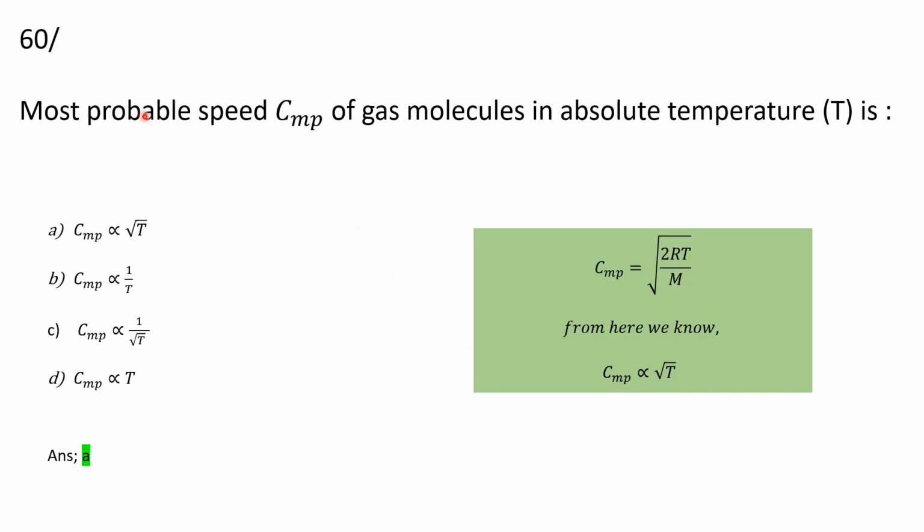Then, the most probable speed c_mp of gas molecules at absolute temperature T is, and here option A says it is proportional to root T, proportional to 1 by T, proportional to 1 by root T, and proportional to T. So we all know that the most probable speed is equal to the square root of 2RT by M. Here R is a constant and M is the molecular mass. So from here we can get that c_mp is proportional to the square root of T, that is the square root of temperature. So here option A is the right answer.